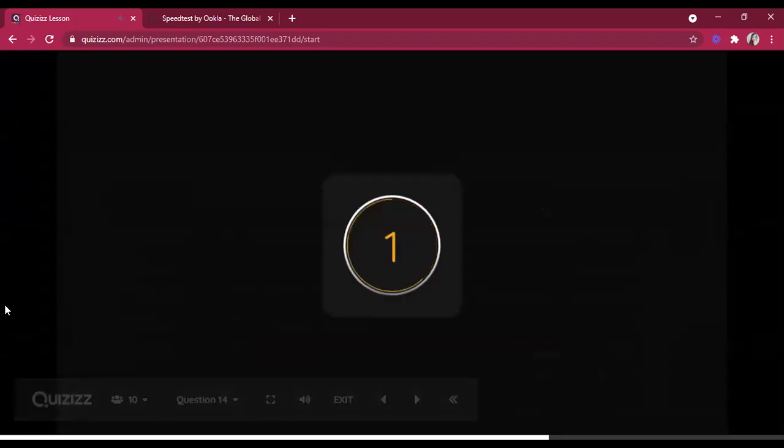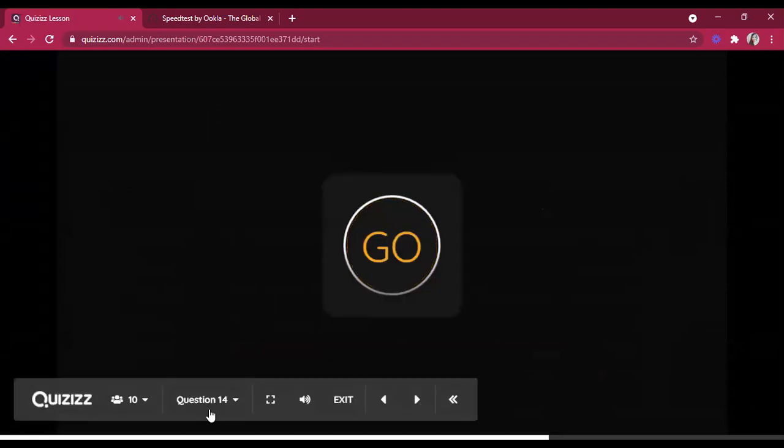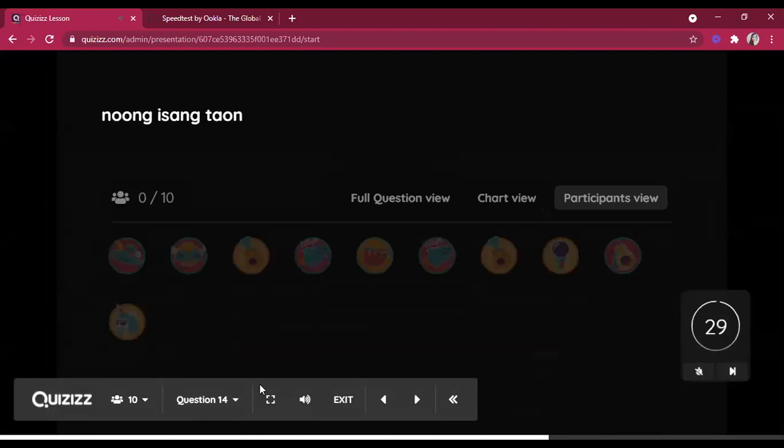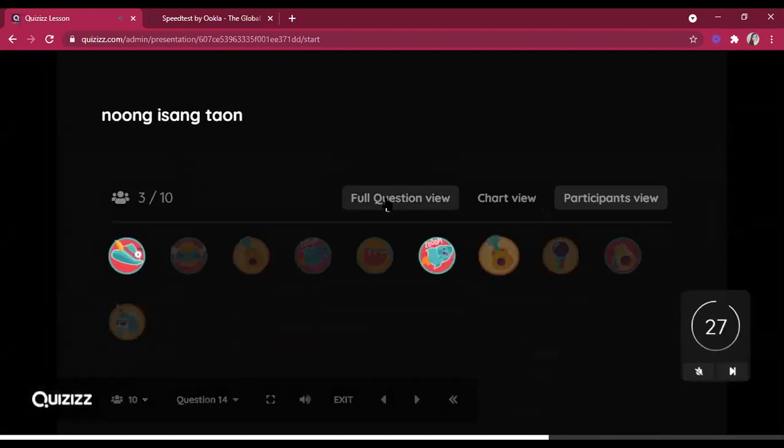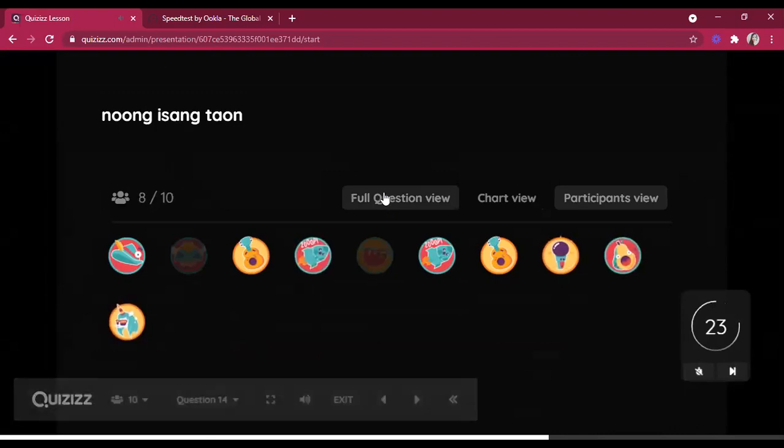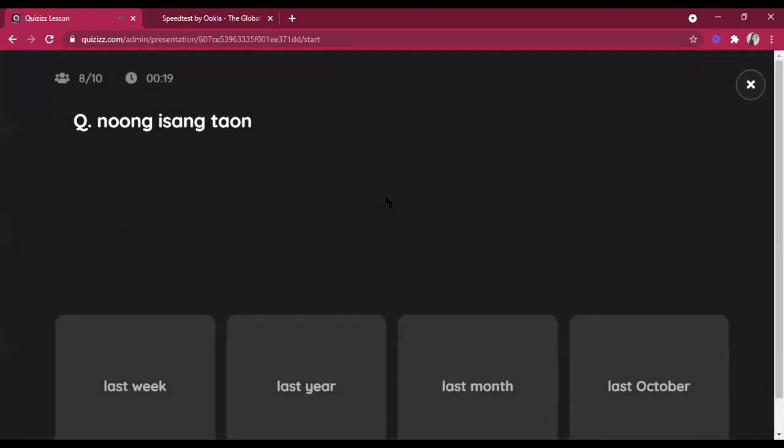When our quizzes end, I probably got the most wrong. Number 14, noong isang taon. Noong isang taon, punta kami sa dagat. Noong isang taon. What is it? Last week, last year?